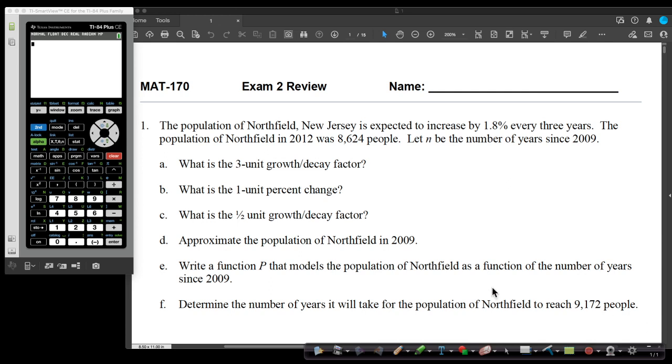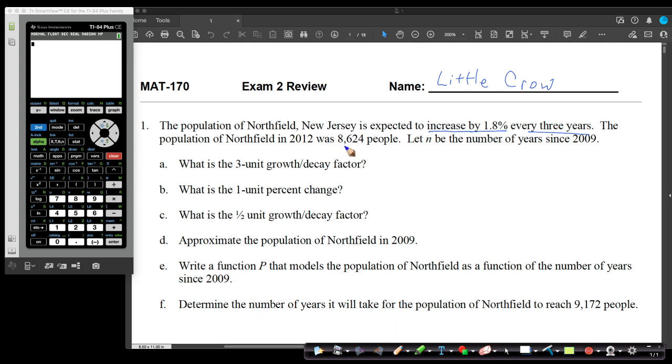Okay, let's take a look at question 1 here for our second exam review. This is my work. So we're looking at a population problem where we are told a population is increasing by 1.8% every 3 years.